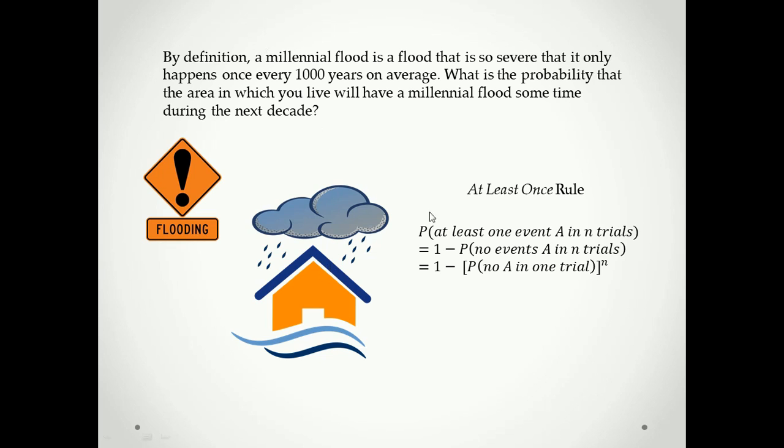And then this probability is equal to 1 minus the probability that no events A happen, so no floods happen in n trials. What's that probability? And that is going to be equal to 1 minus the probability that we don't have a flood in one trial raised to the n power. So however many trials we have, we raise it to that power.